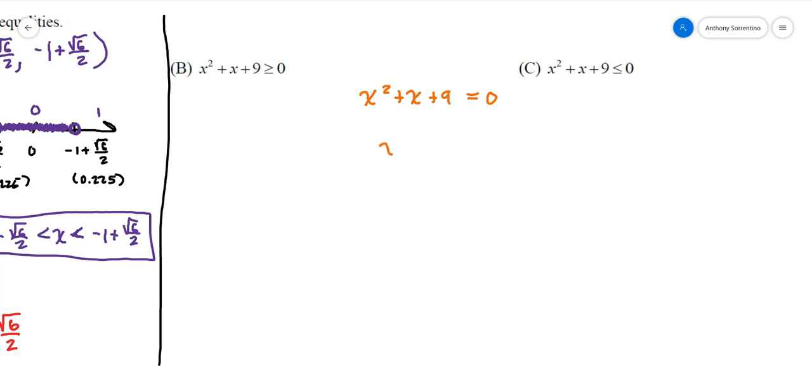And if you go through the quadratic formula, my b value is 1, so -1 plus or minus the square root of 1 squared minus 4 times 1 times 9, all over 2 times 1. If you look at what's underneath the square root symbol, that discriminant, I'm going to have 1 minus 36. This is going to be negative, which means that there is no real solution.